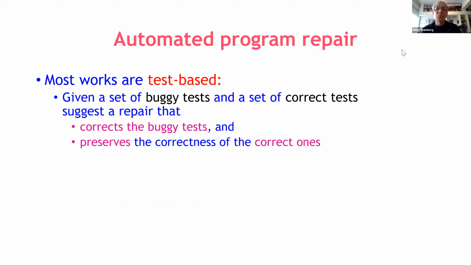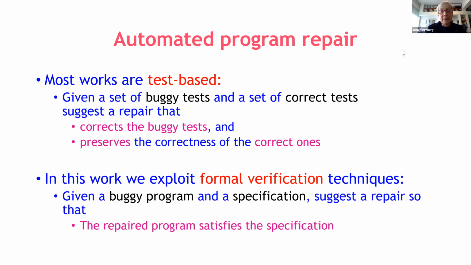Most works on automated program repair are based on tests. They are given a set of buggy tests and a set of correct tests, and suggest a repair that corrects the buggy tests and preserves the correctness of the correct tests. We, on the other hand, use formal method techniques in order to do automatic program repair. In our case, we are getting a buggy program and a specification, and the goal of the repair is to repair the program so that it will satisfy the specification.